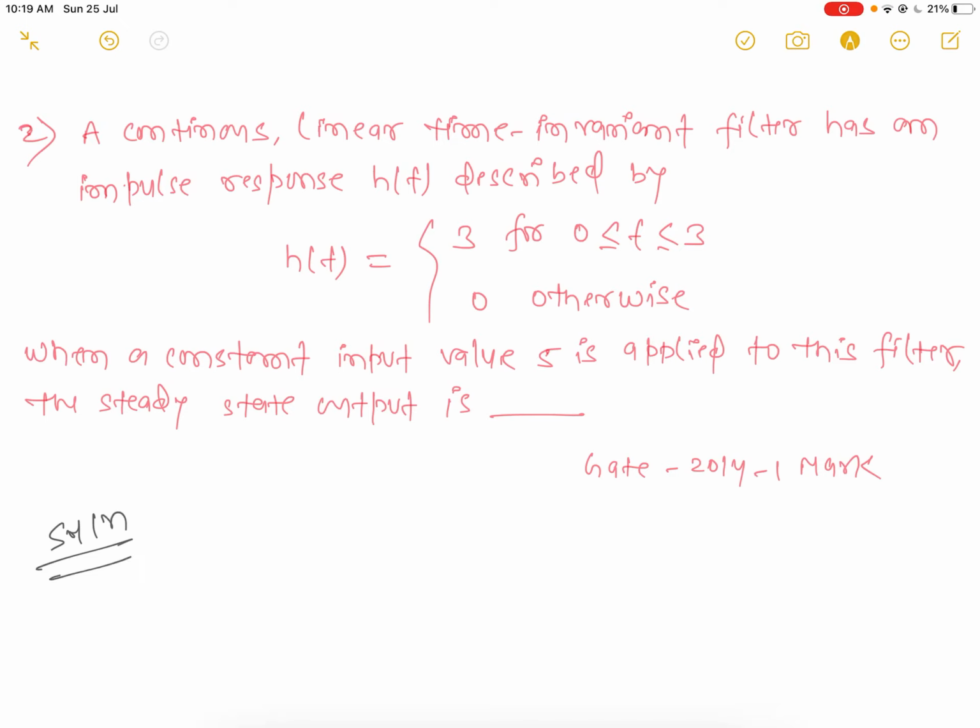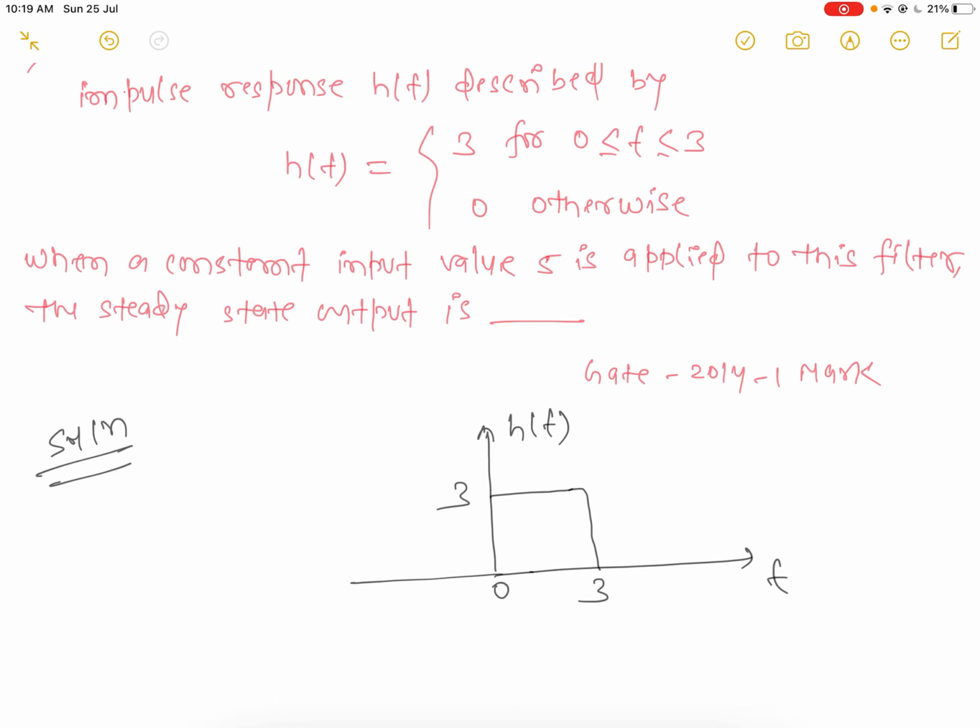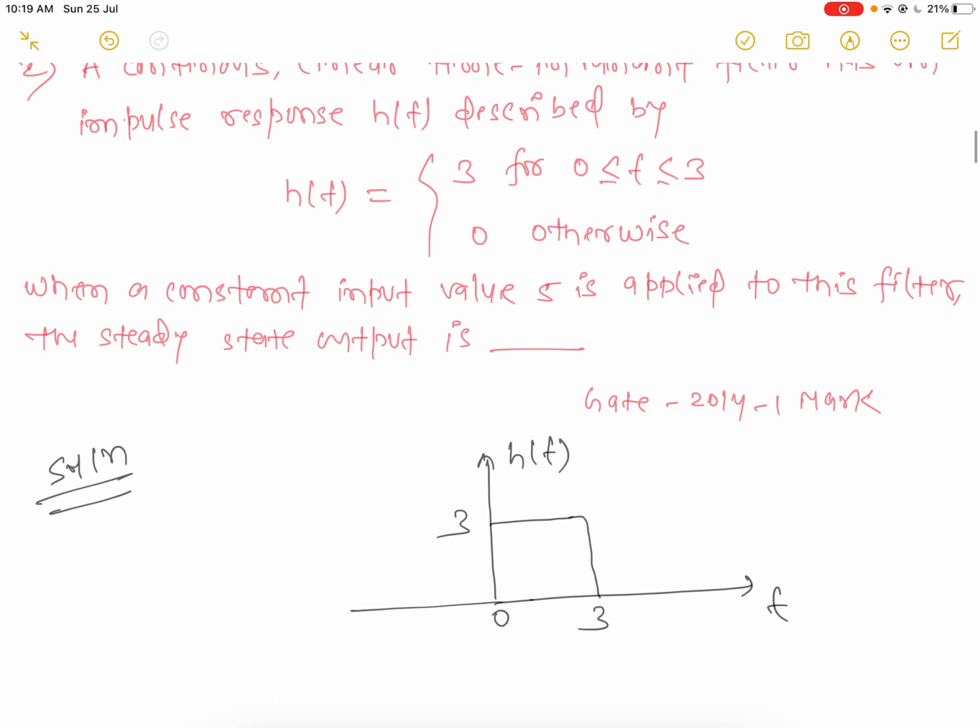Now, what is given? h(t) is given. Draw it. Here your signal is defined from 0 to 3, and how much is the magnitude? 3. Okay, 3. Now the impulse response h(t) is described.